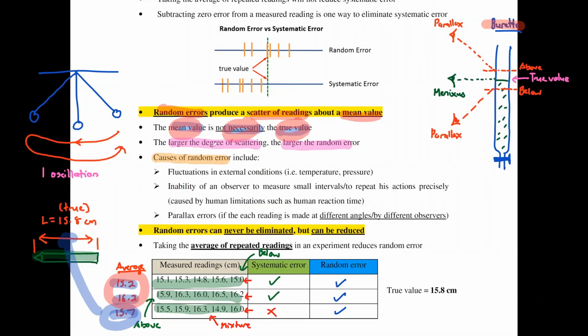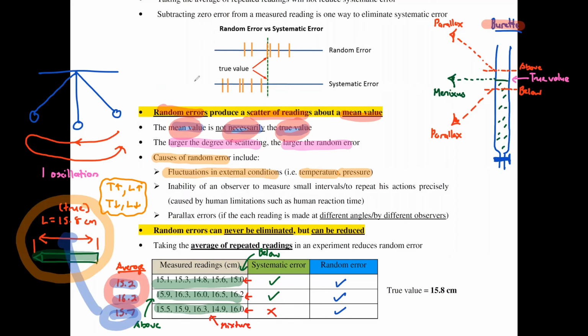Causes of random error could include fluctuations in external conditions such as temperature or pressure. Take for example the pen. If the pen was made out of metal, when temperature increased, the length would increase because the metal expands. Conversely, when the temperature drops, the length would decrease because the metal contracts. So, if we are making measurements when the temperatures are fluctuating, we would be getting a different reading each time. So we now have random error.